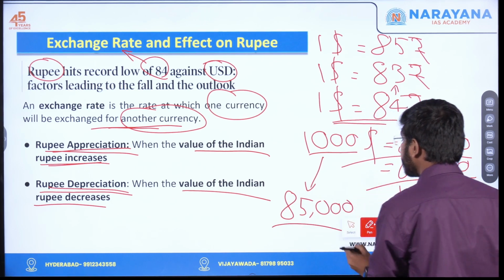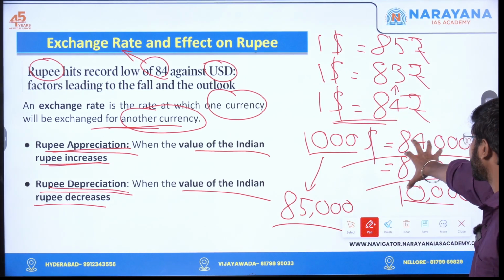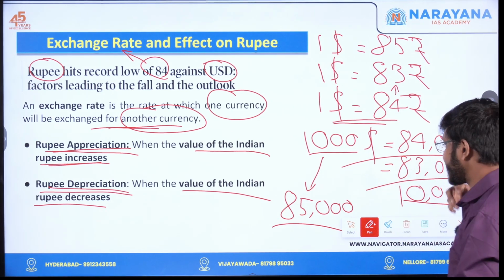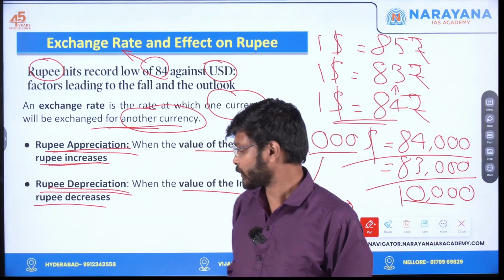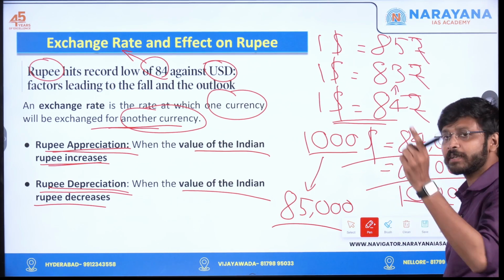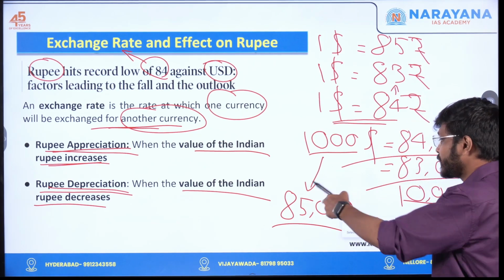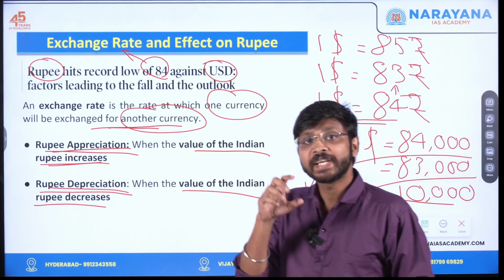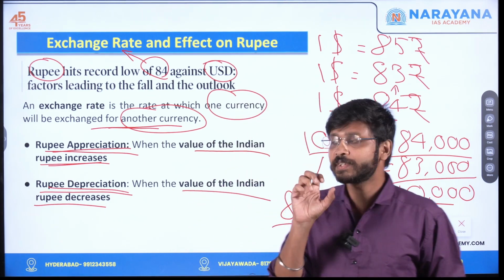$1,000 will be 85,000 only. So 85,000 minus 84,000, 1,000 only. So are we gaining that? No, we are losing that only. Earlier we had to spend only 84,000. Now we have to spend 85,000. So we are at a loss of 1,000 rupees.